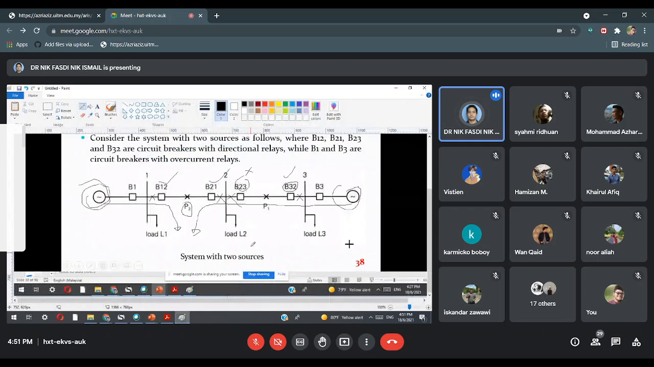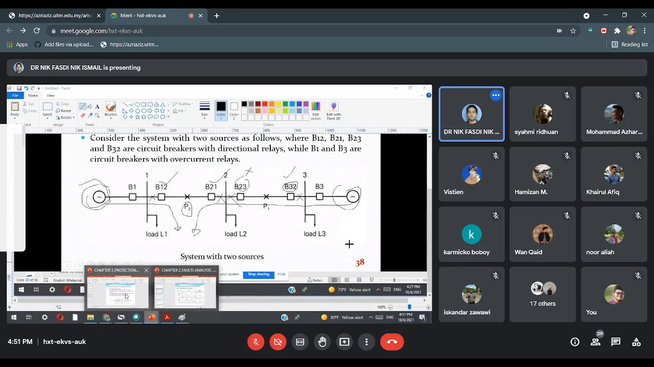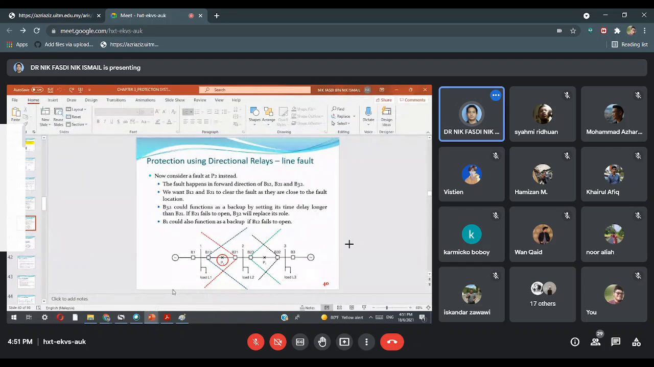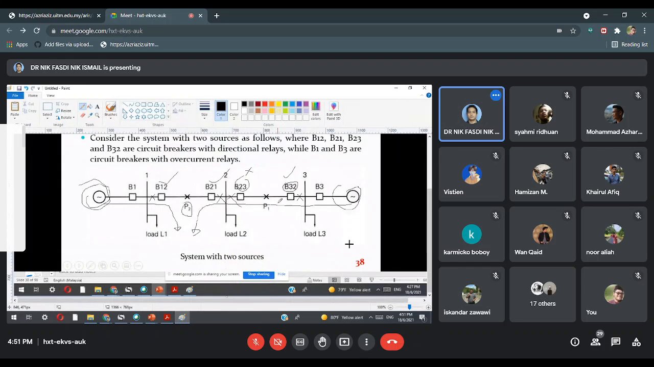Cerita backup sekarang ni, kalau fault kat sini dia ada backup lah, means that B32 could function as a backup. Kenapa backup? Because B32 ni located far from P2. Jadi kita nak primary protection yang ni lah dulu. Betul tak? So this is primary. Let's say kalau this one tak turn on, ada damage whatever, ini akan jadi backup sebab dia still dalam bentuk forward direction. Faham? Inilah backup.